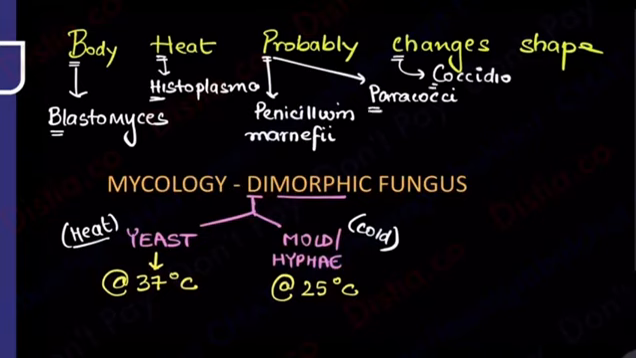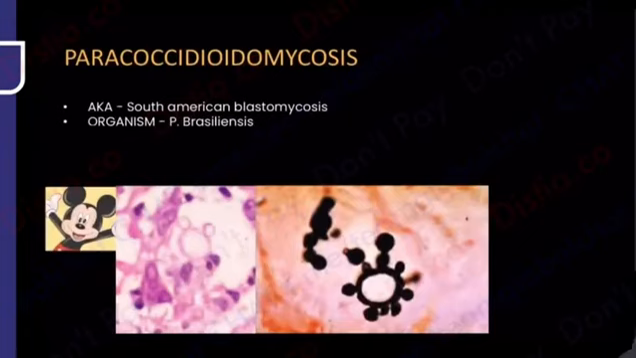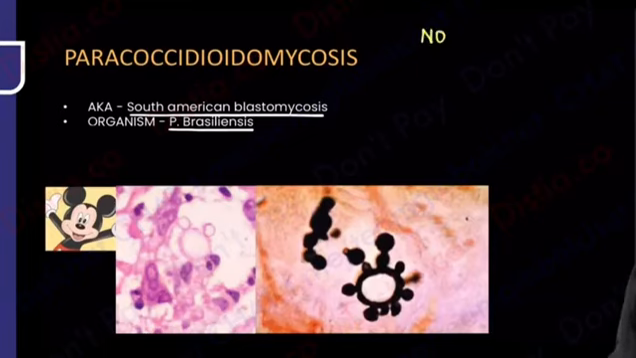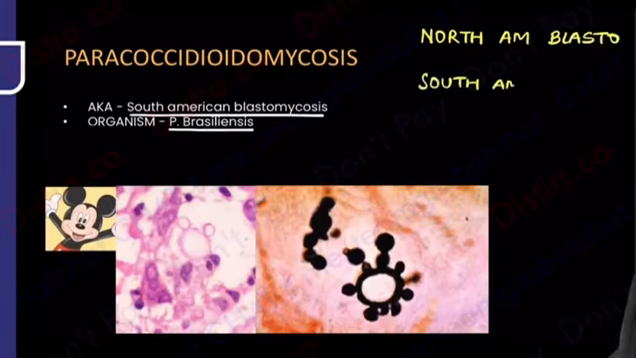Let's start discussing it. So what do we have under paracoccidioidomycosis? This is caused by Paracoccidioides brasiliensis. Brazil means now I am dealing with South American blastomycosis. Simple way to learn if you're good at geography. If you're not, now the confusion has started. Because one side you had something called North American blastomycosis and now on the other side, you are having something called South American blastomycosis.